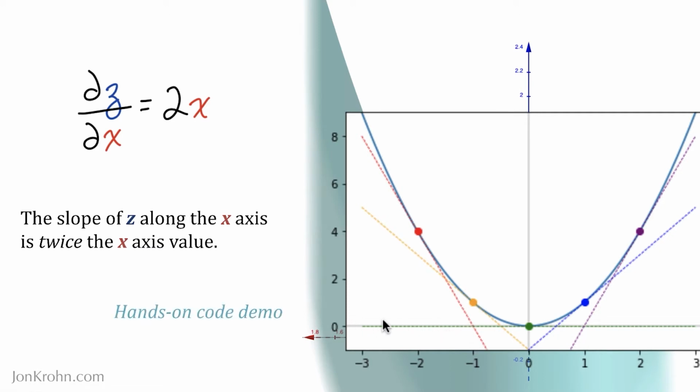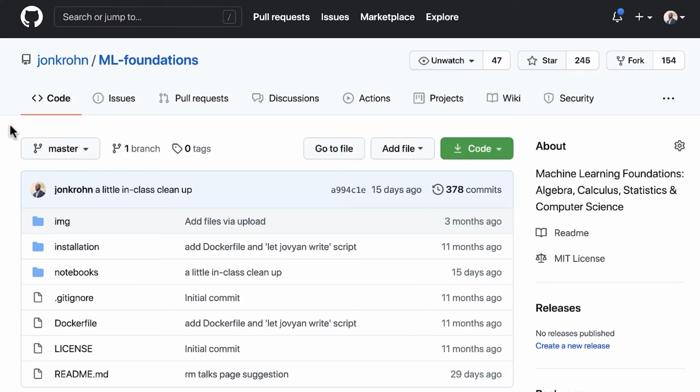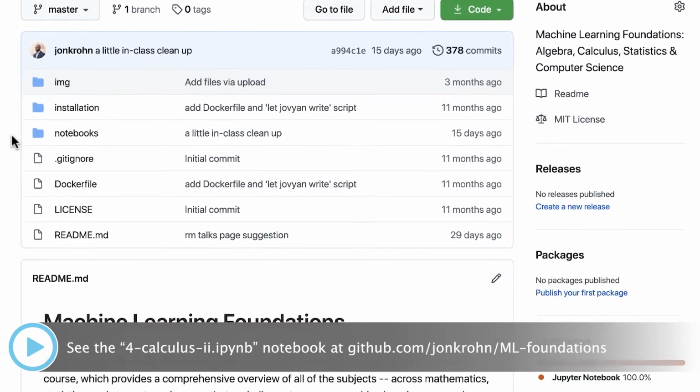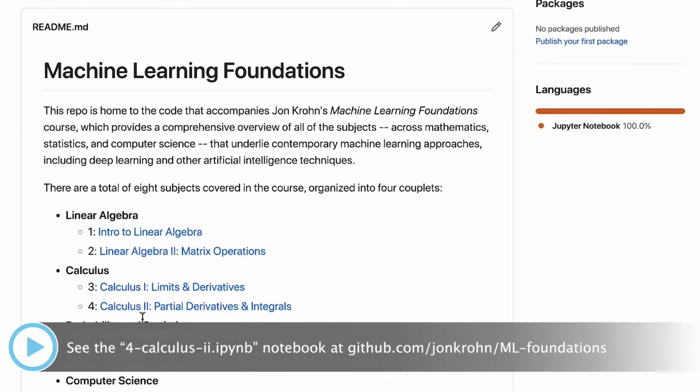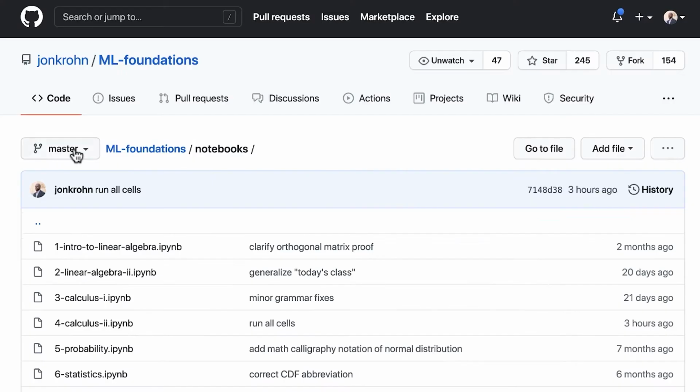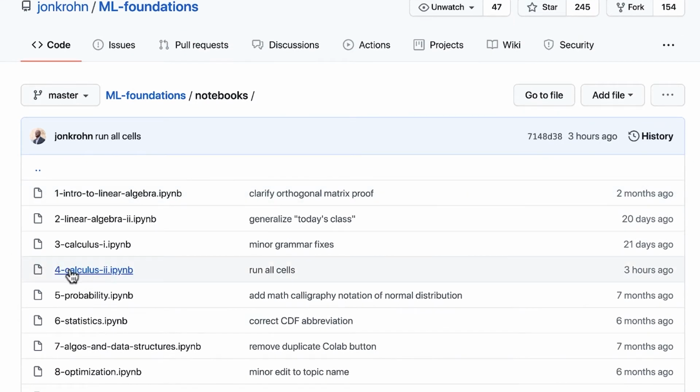Let's look at a hands-on code demo now to create this chart ourselves. As with all of the hands-on code demos in my Machine Learning Foundation series, we're working out of github.com/jonkrohn/MLFoundations. And this is our first hands-on code demo in Subject 4, which is Calculus 2, Partial Derivatives and Integrals. You can click on this link here, and that'll take you to the notebook. Or you can jump into the notebooks directory, and it's the Subject 4 Calculus 2 notebook.